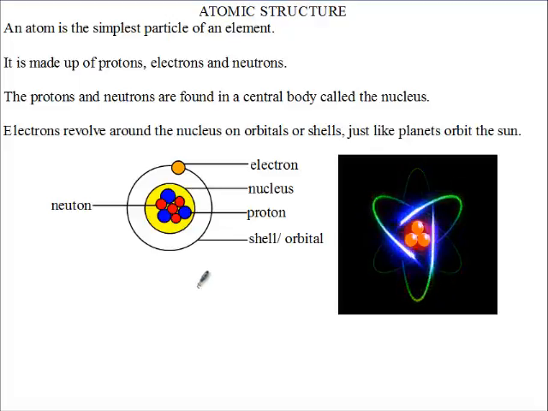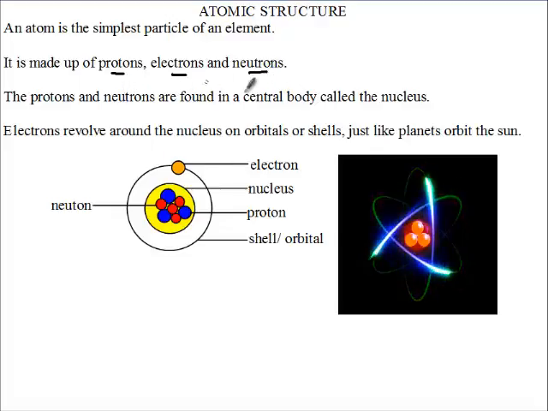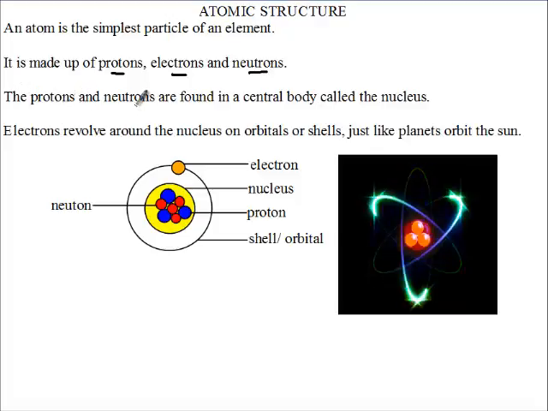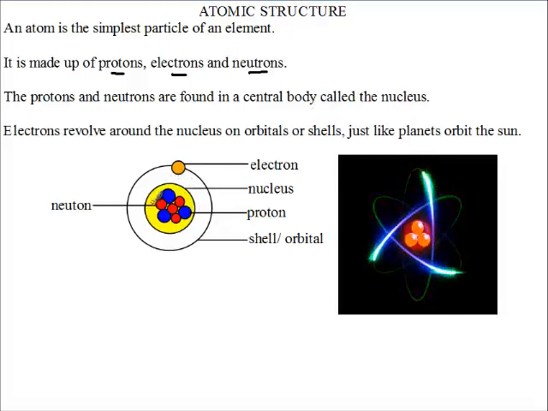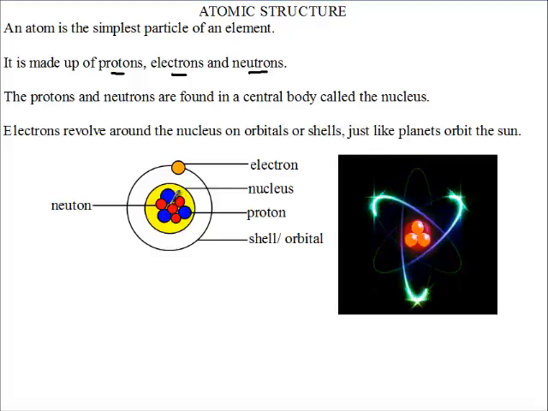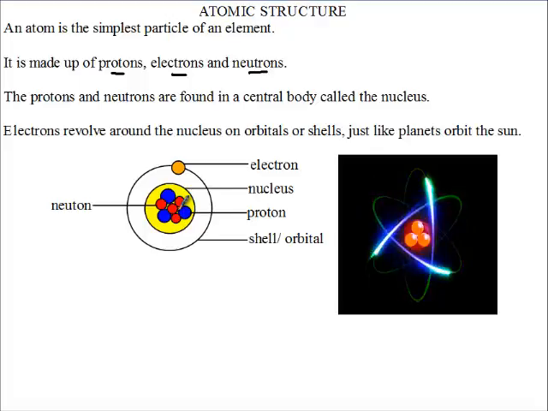Now, if we look at the subatomic particles, there are three of them. We have the protons, the electrons, and the neutrons. These are the three subatomic particles. Now, the protons and neutrons are found in a central structure or body called the nucleus. So if this is our nucleus, protons and neutrons make up the nucleus. Protons and neutrons make up the nucleus.